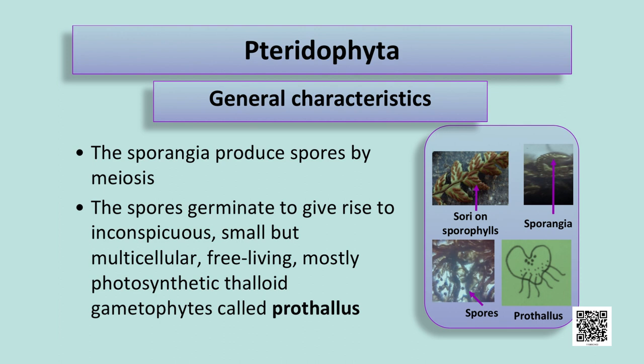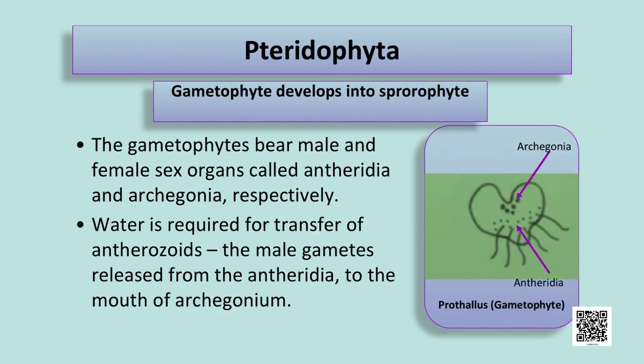The first one is showing the abaxial surface of the leaf. The second one is showing beautiful sporangia, and in the third one you can see spores too. Upon germination, these spores give rise to an independent green color gametophyte called prothallus. The prothallus bear male and female sex organs called antheridia and archegonia respectively.